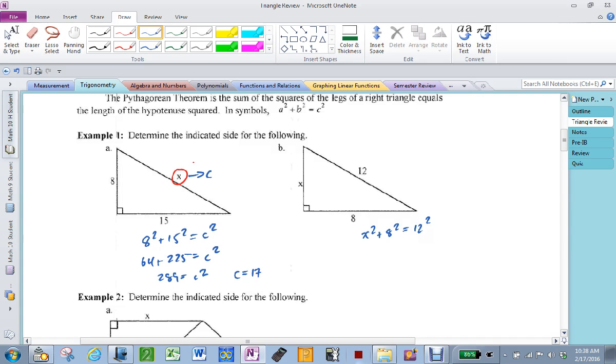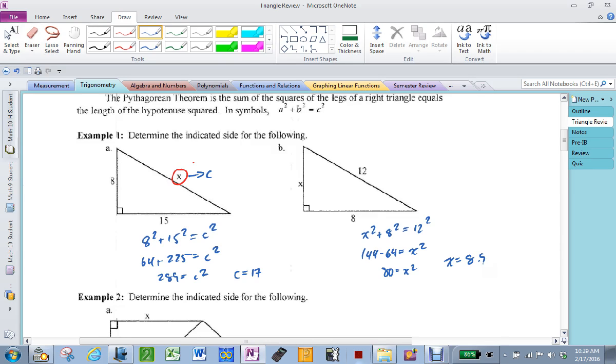Yes? Now, the next question is, always, well, what if it's not perfect, like 17? 2 decimal places, more than enough. Okay? So this one is, of course, 144 minus 64 is x squared. 144 minus 64 is 80. 80 equals x squared, so x equals the square root of 80, which is like 8.9. Everybody cool?